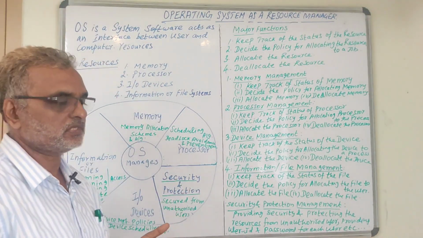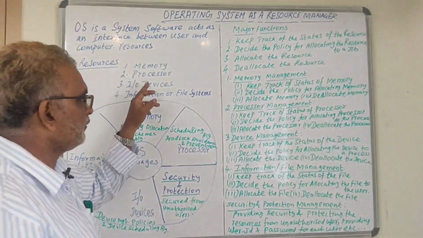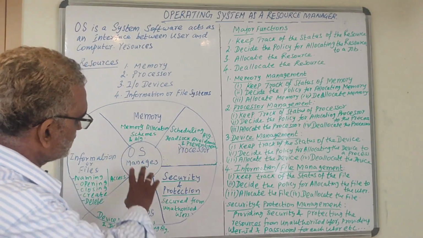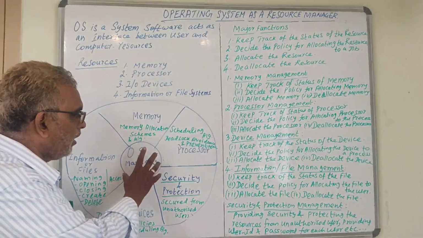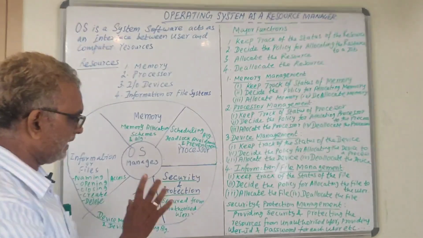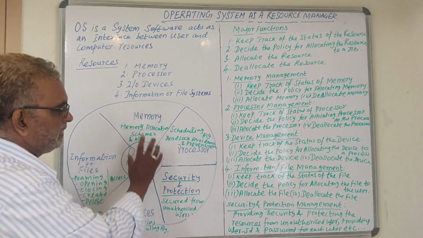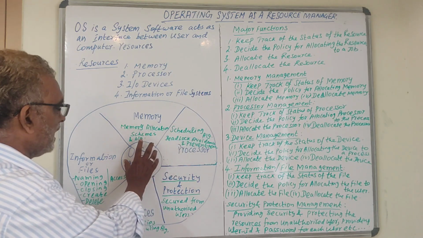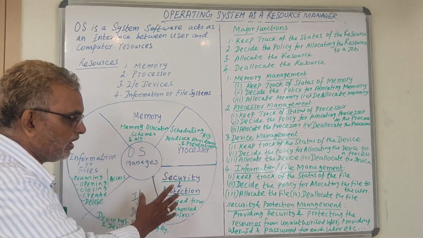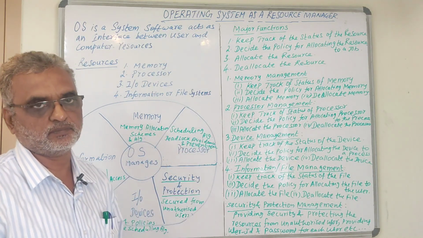So what are the computer resources? The resources of a computer cover memory, processor, I/O devices, information or file systems. If you consider the operating system as the soul of a human body, it activates all the organs. Like that, the operating system manages all the resources. So it manages memory, processor, I/O devices, information and file system. Apart from that, it also manages the security and protection of all these resources.